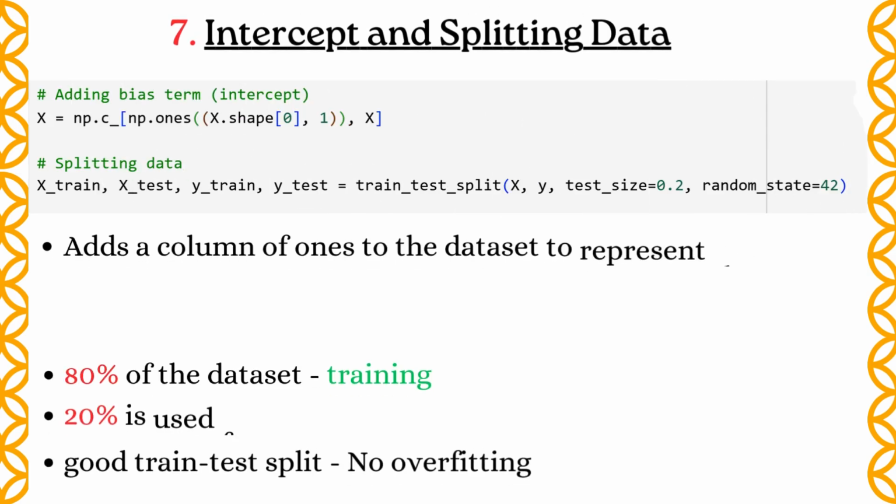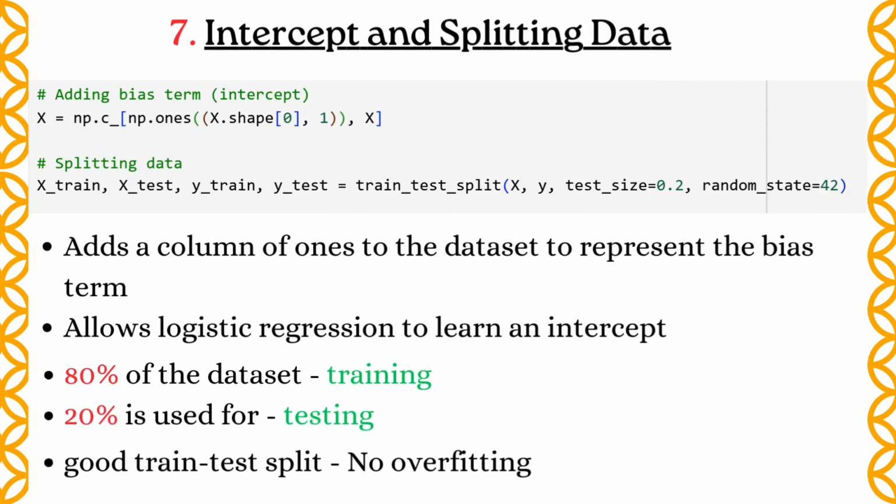7. Adding bias term, intercept, and splitting data into training and testing sets. Adds a column of ones to the dataset to represent the bias term. This allows logistic regression to learn an intercept instead of being forced through the origin. Uses an 80-20 split to train the model on most of the data and test its performance on unseen data.